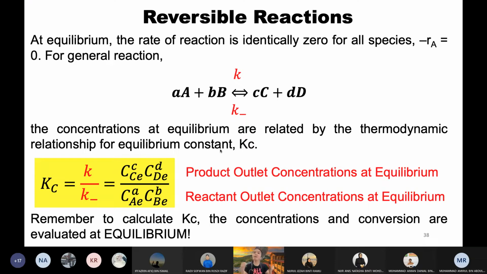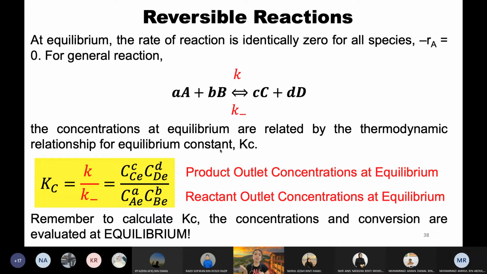Kenapa? Sebab kepekatan tu akan sentiasa berubah-ubah. Kamu kira Kc minit pertama takkan sama dengan Kc minit kedua kalau dia tak capai keseimbangan. Sebab katakan dia dah reach keseimbangan at minute 10, you calculate the Kc minit 10, minit 11, minit 12, minit 13, sama je nilai dia. Sebab the concentration no longer changes, no longer increase, no longer decrease.